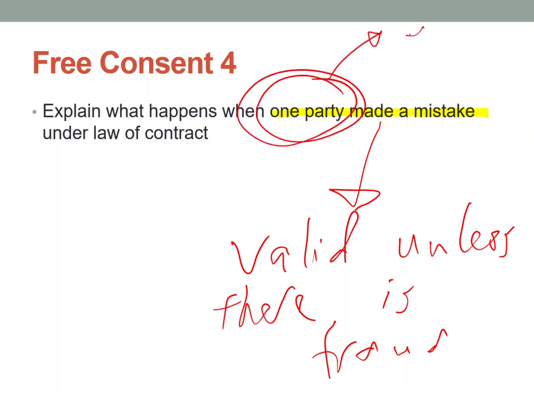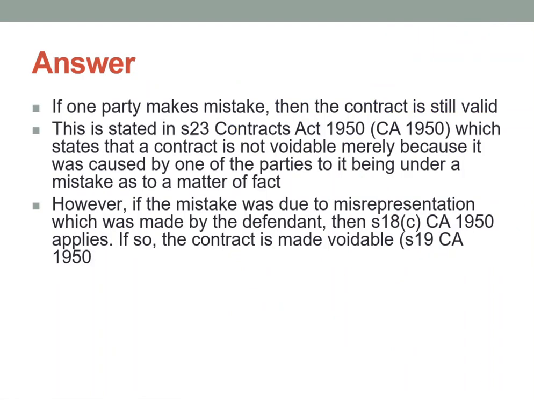And this is stated in section 23. If one party makes a mistake, the contract is still valid. What you can say over here is, this is stated in section 23, which states that the contract is not void merely because one party made a mistake, unless there was some element of fraud or cheating.